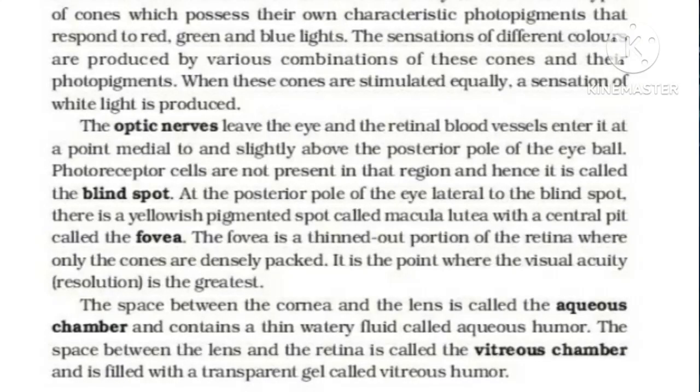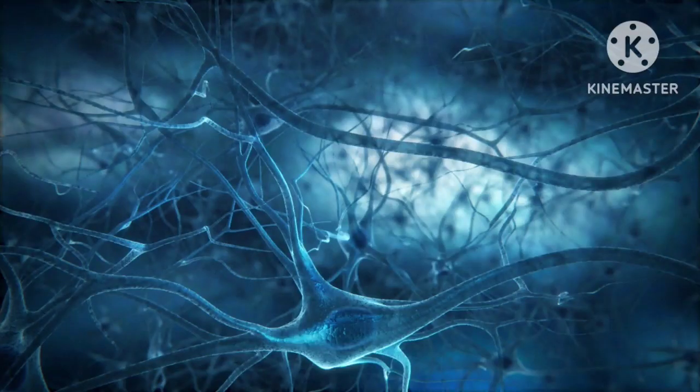The space between the cornea and the lens is called the aqueous chamber and contains a thin watery fluid called the aqueous humor. The space between the lens and the retina is called the vitreous chamber and is filled with a transparent gel called vitreous humor.